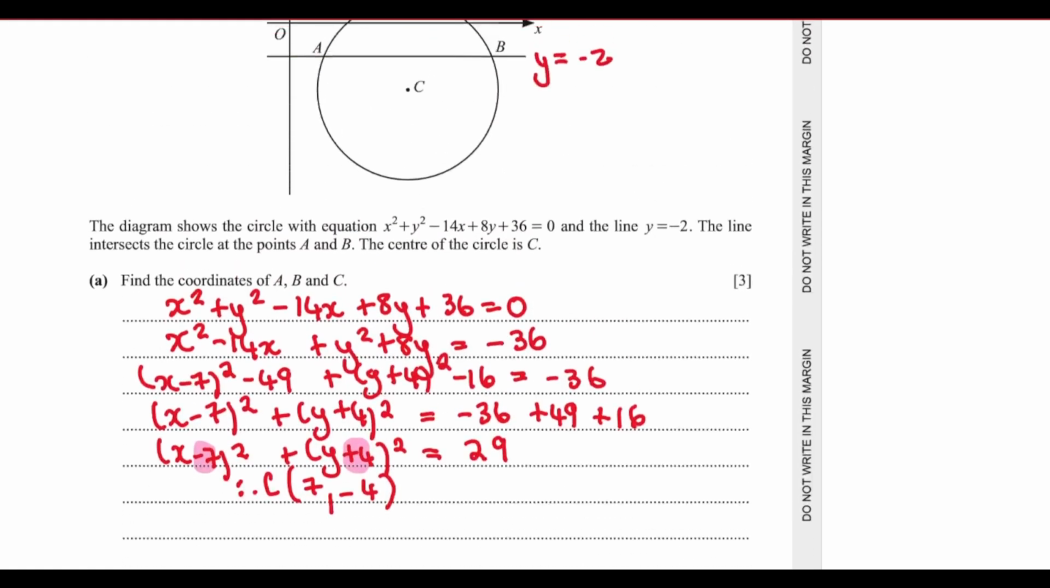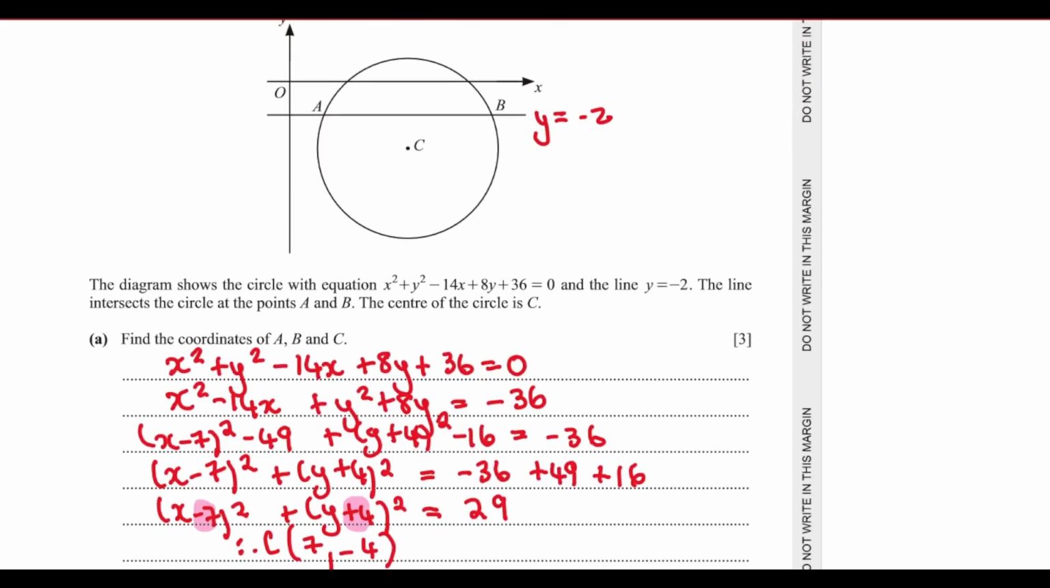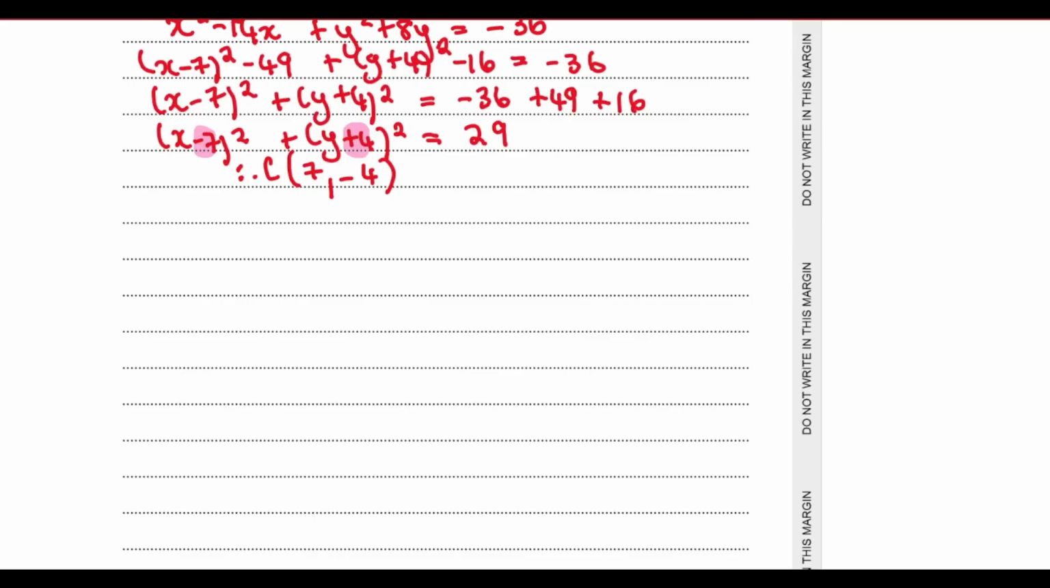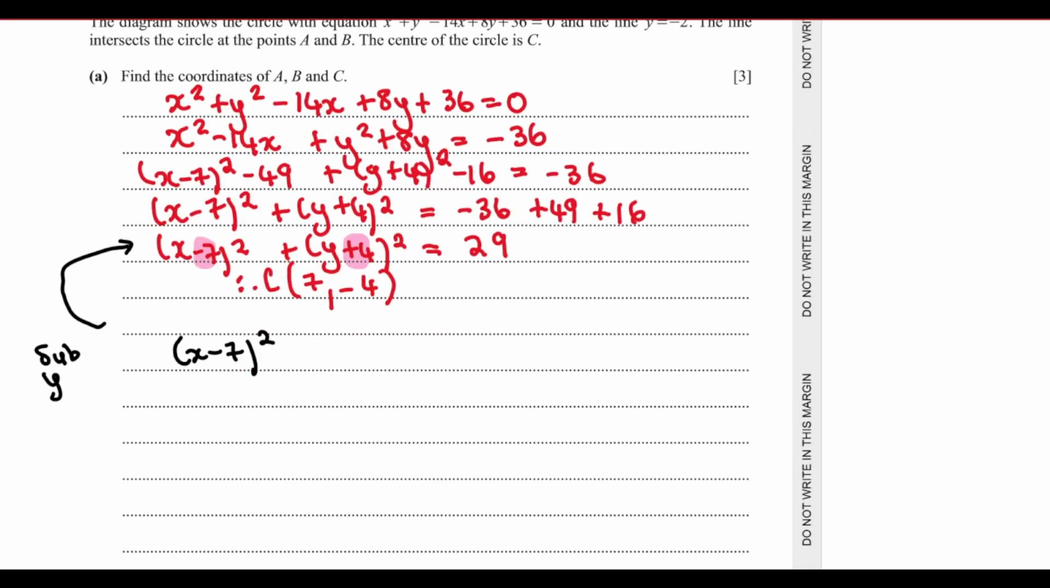Now what about A and B? A and B both lie on that line y equals negative 2. So if you simply substitute that line into the equation, you will be able to find those 2 points. Let's substitute it into this new equation we have. We have x minus 7 squared, so I'm substituting y equals negative 2, and then instead of y I put the negative 2.